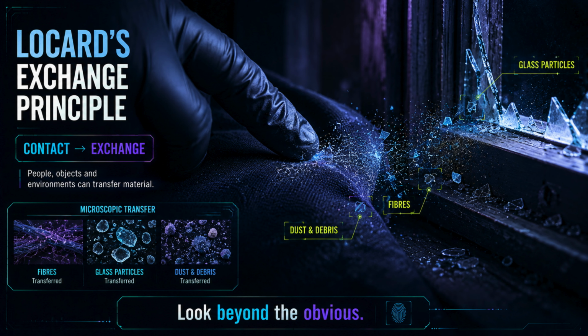Locard's principle is commonly summarized as whenever two objects come into contact, there is an exchange of material. For example, imagine an offender climbing through a window. The offender may leave fibers behind. At the same time, tiny particles from the window, dust, soil, or glass may become attached to the offender's clothing. This means investigators should not simply search for large, obvious objects. They should also look for trace evidence resulting from contact and movement.